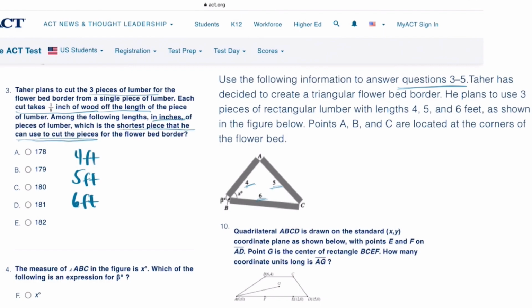And they are wanting this in inches. So first thing I did was figure out what 4 foot, 5 foot, and 6 foot would be in inches, where 1 foot is 12 inches.